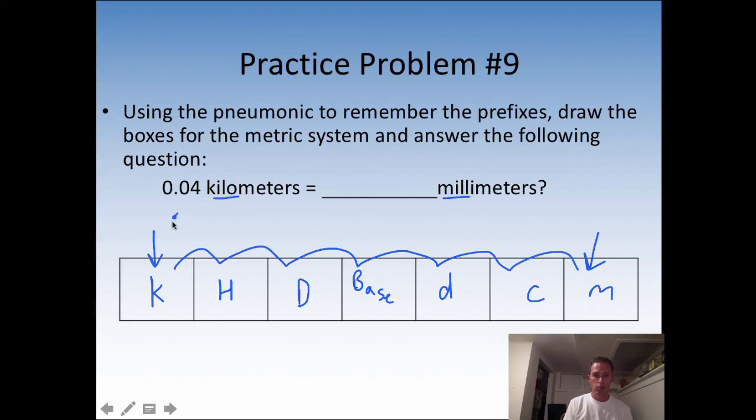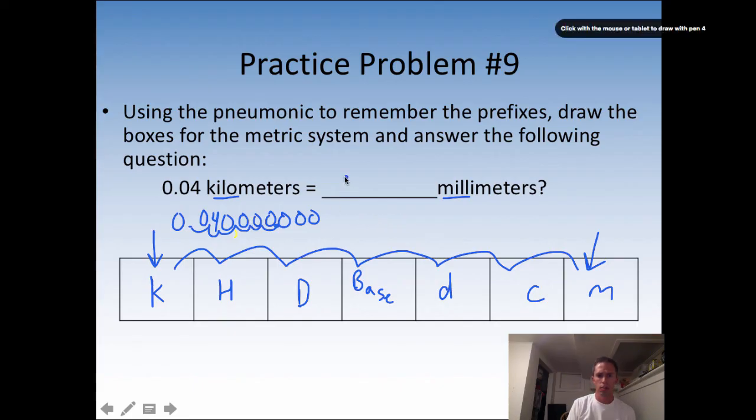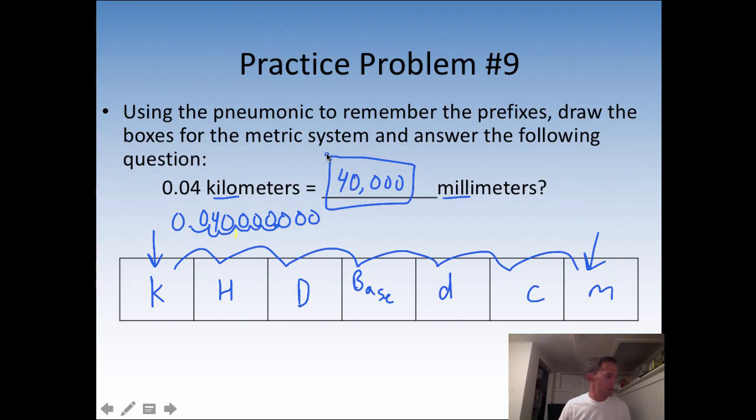So we need to, let's rewrite this. I'm going to put a bunch of zeros after this because I'm going to have to go to the right 6 times. We went to the right 6 boxes, so let's move it 6 times. So 1, 2, 3, 4, 5, and 6. And so our decimal is going to be right here. If we put in a comma here, that will be 40,000. So 40,000 millimeters. And that will be your answer for this last practice problem for metric system conversions.